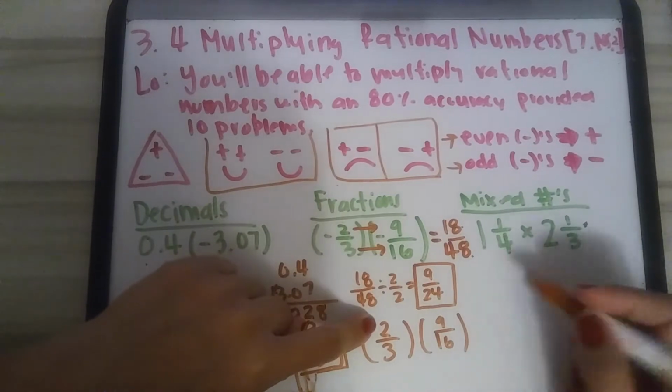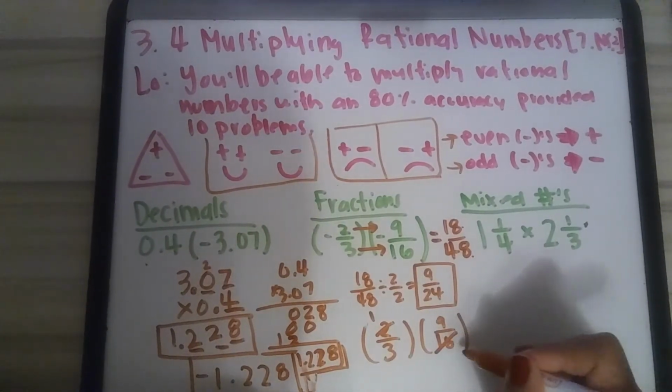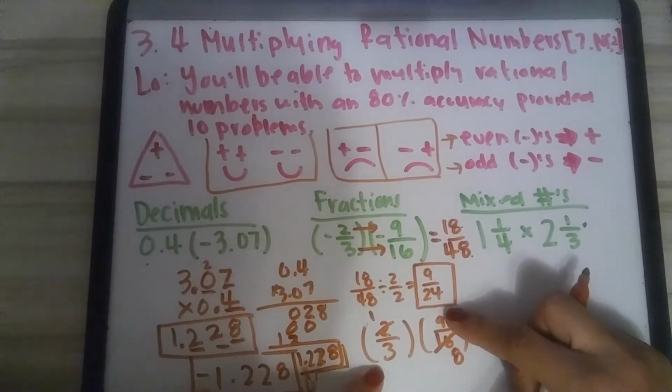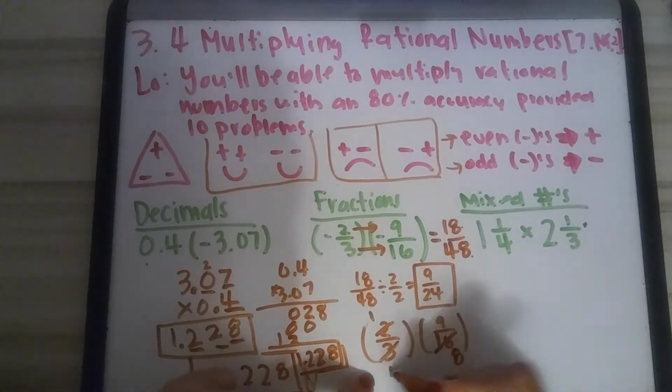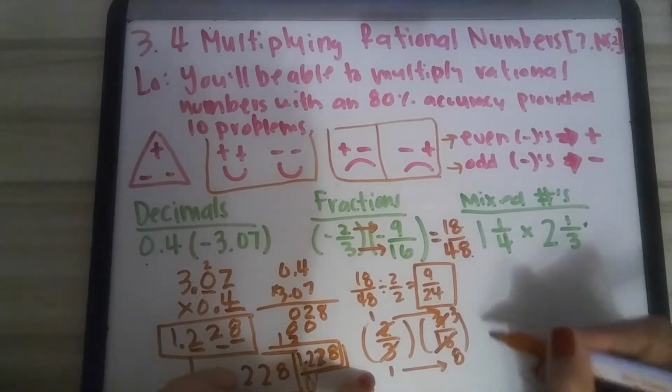2 and 16 have a common factor of 2, so I'm going to say 2 goes into 2 one time, and 2 goes into 16 8 times. And I'm going to take my 3 and my 9. And a common factor is 3. So that's the greatest. So 3 goes into 3 one time, and then 3 goes into 9 3 times. And I'm going to just multiply those new numbers straight across.